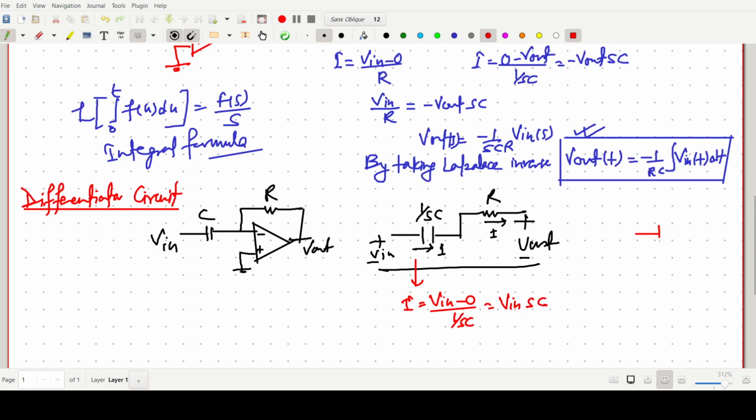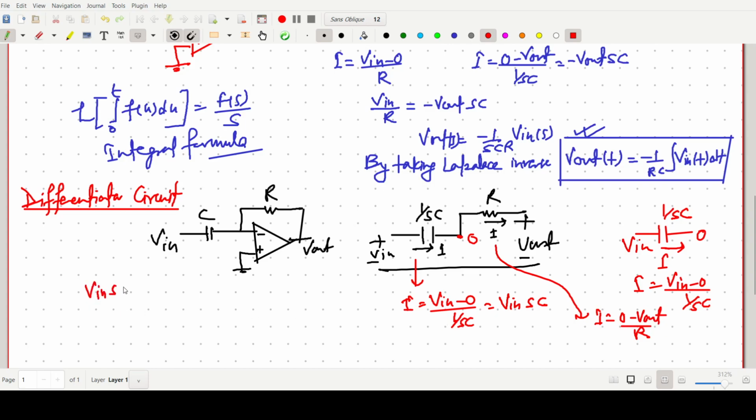This one is just a capacitor impedance. Every time you have to write SC. This one is V in. This one is 0 volt. So the current will be always higher potential, V in minus 0 by 1 by SC. So V in SC. Now this current I is 0 minus V out, simple resistance, minus V out by R. So one can write V in SC equals to minus V output by R, or we can write V output equals to minus SCR times V in.